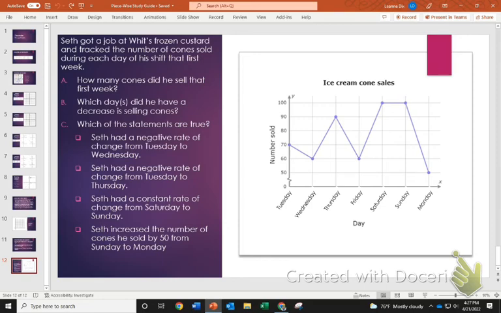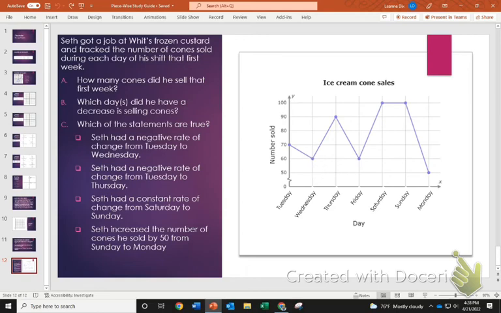But it says Seth got a job at Frozen Custard, tracked the number of ice cream cones sold during each day of his shift that first week. And so all that information is here. So notice it says Tuesday, Wednesday, Thursday, Friday, Saturday, Sunday, Monday. How many cones did he sell his first week? Well, on Tuesday he sold 70. And on Wednesday, he sold 60. Okay, so that's a total of 130.